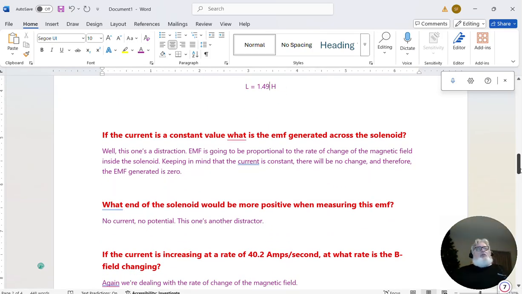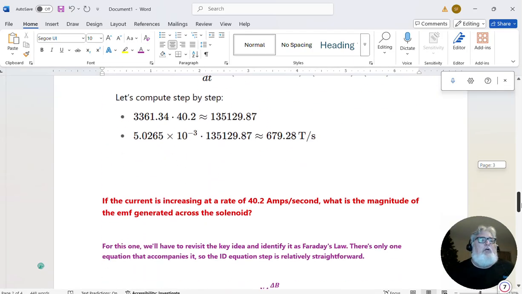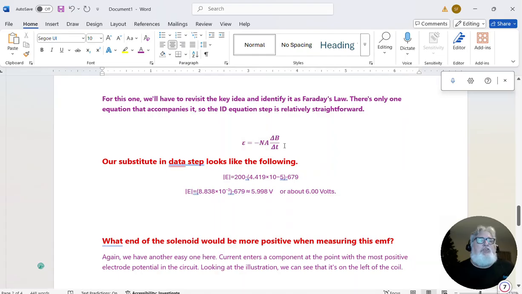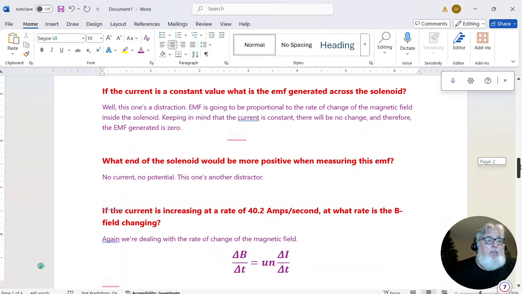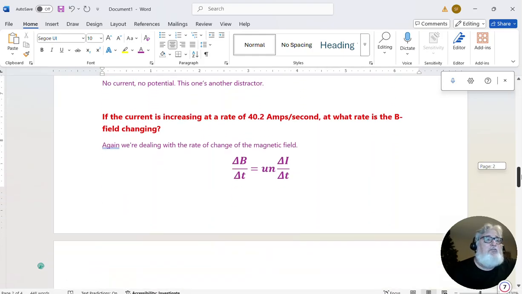Okay, if the current has a constant value, what is the EMF generated across the solenoid? This one's a distractor. EMF is going to be proportional to the rate of change of the magnetic field. Here we have the rate of change of the magnetic field. That's going to be proportional to the electromotive force. Current's constant. The magnetic field is not changing. There is no EMF being generated at this moment. No current, no potential, so there is no positive or negative. It's another distractor.